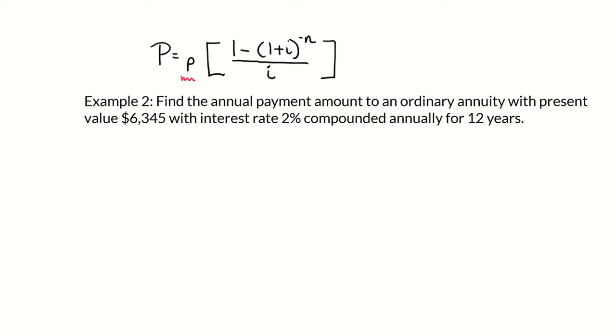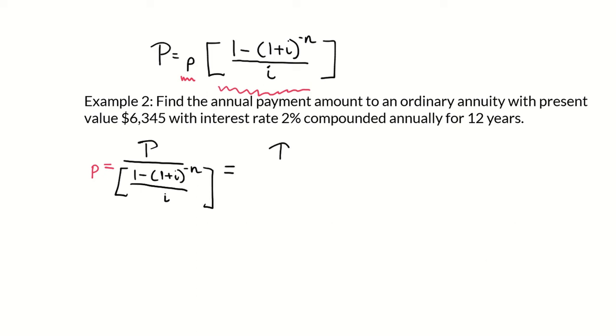So that means we could rearrange the equation and divide both sides by this quantity to get small p for payment is equal to present value divided by 1 minus 1 plus I to the negative n over I. Or rewritten, this is present value times I over 1 minus 1 plus I to the negative n.